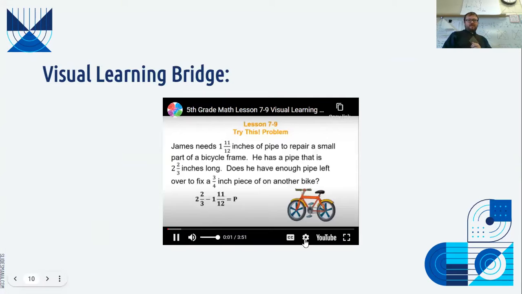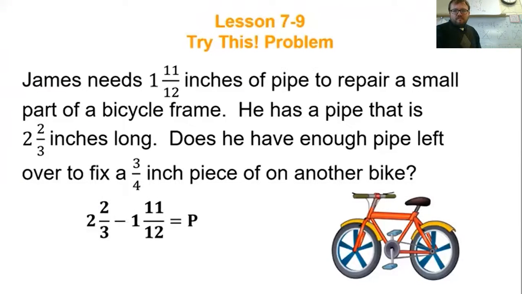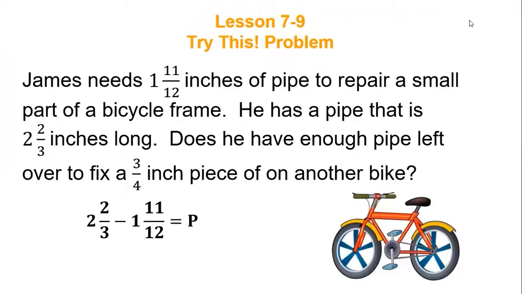Evan James has a pipe that's 2 2/3 inches long. He's using 1 11/12 inches of that pipe to repair a bicycle frame. We need to find out if there will be 3/4 inch left. We need to subtract 2 2/3 inches minus 1 11/12 inches to find out how much will be left. Let's use P for the amount of pipe that will be left.